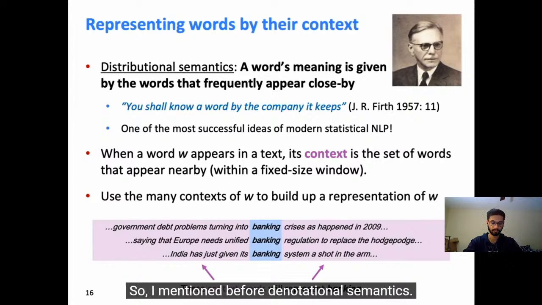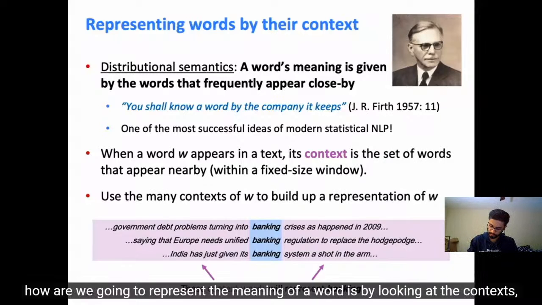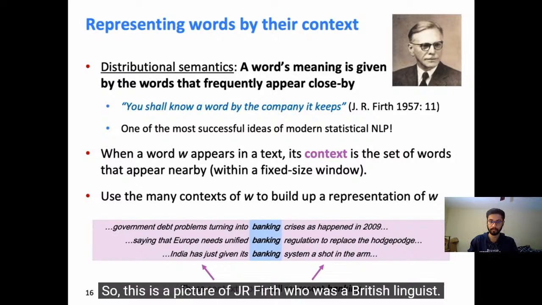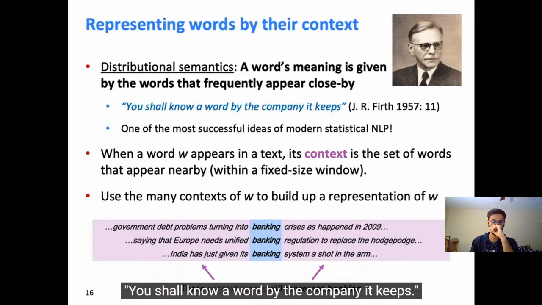So I mentioned before denotational semantics. Here's another idea for representing the meaning of words, which is called distributional semantics. The idea of distributional semantics is that how we represent the meaning of a word is by looking at the context in which it appears. So this is a picture of J.R. Firth, who was a British linguist. He's famous for this saying, "You shall know a word by the company it keeps."